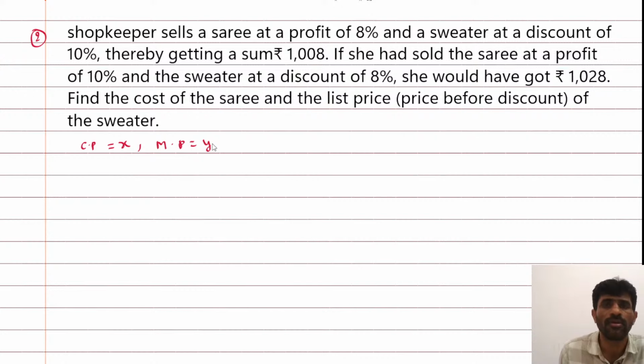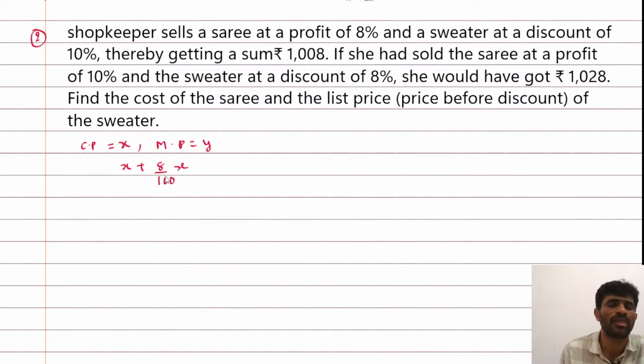So here first, profit of 8%. From this we get the selling price: we have to take profit, because whenever it is profit, it is cost price plus 8% of cost price. 8% of cost price is 8 by 100 into X.